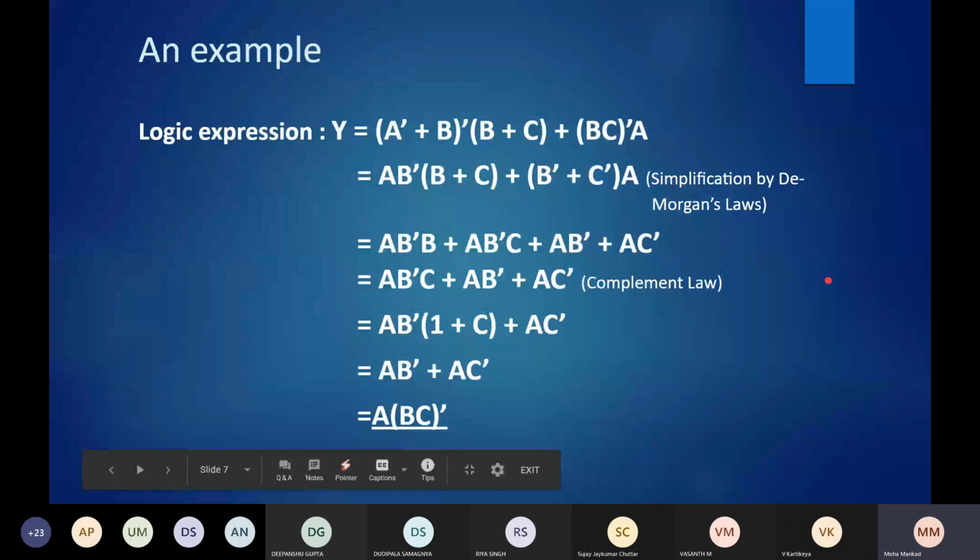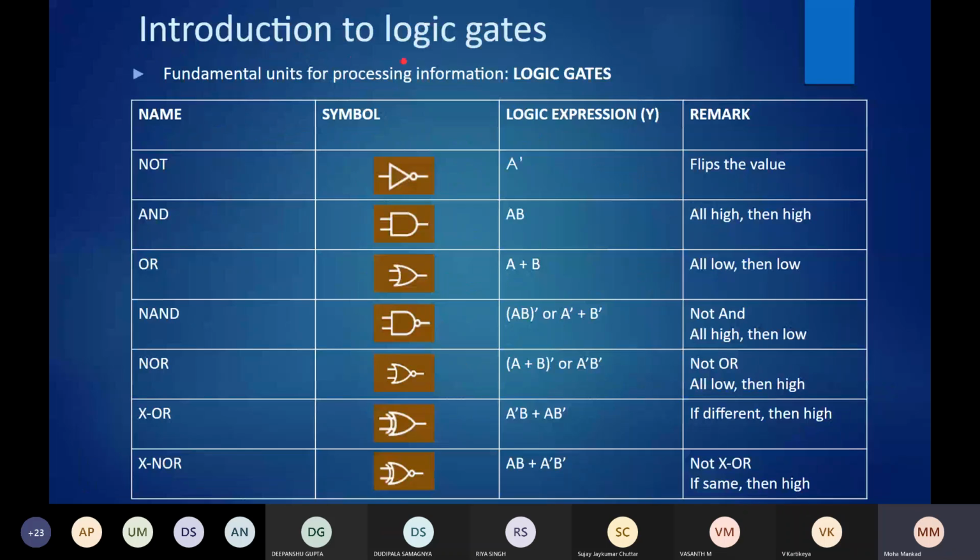Okay, so next is logic gates. So logic gates can be said as fundamental units for processing information. So why are they named so? What is the reason behind the name logic gates? So they take a certain number of inputs, as you can see in the symbols here, and they'll give one output based on certain logic. Like there'll be a logic behind them, and based on that they'll give a certain output.